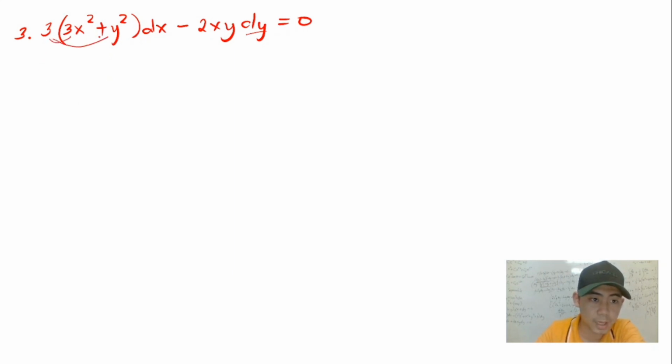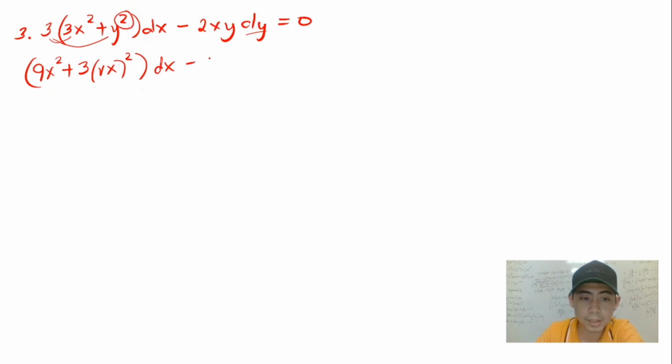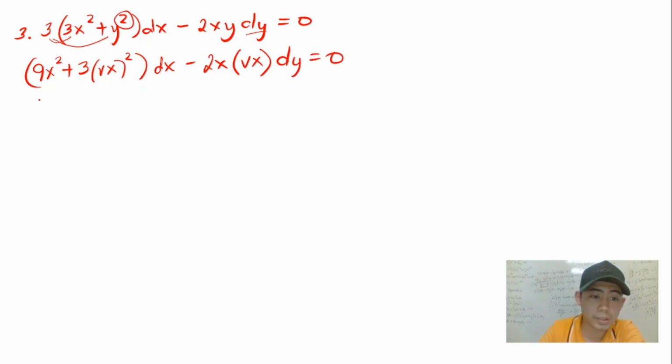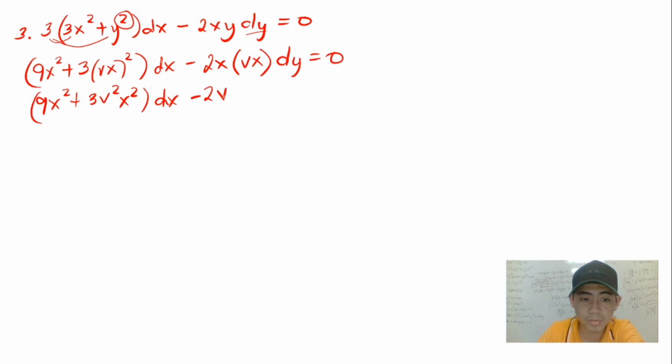So, eto, distribute muna natin. So, 9x squared plus 3y squared. Ay, sorry mga lods. Papalitan na pala natin itong y ng v times x. Okay? Squared. Kasi squared siya mga lodi. Times dx. Minus 2x times vx times dy is equal to 0. Now, after nyan, multiply, simplify. 9x squared plus 3v squared x squared times dx minus 2vx squared times dy is equal to 0.